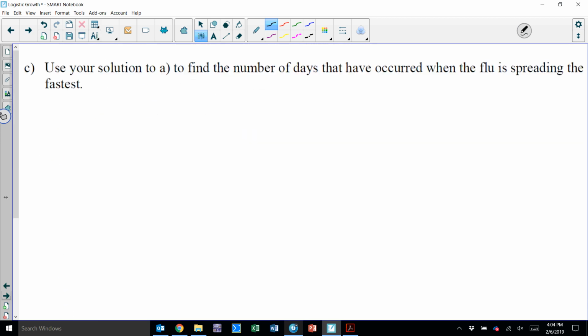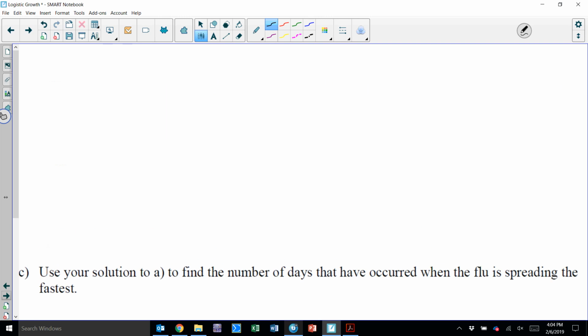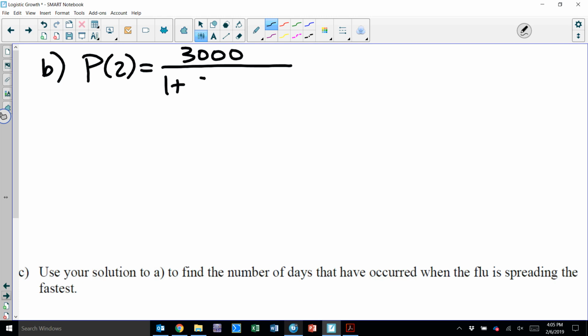Okay, the B part of the question, which I had on the other page, so we'll just do B right here, says use the solution to find the population at 2 days. So I just do P of 2. So that's going to be 3,000 over 1 plus 59 e to the minus 6 people. If it's a free response question, you can leave it alone. If it's not free response, then you need to put it in your calculator and get the answer.